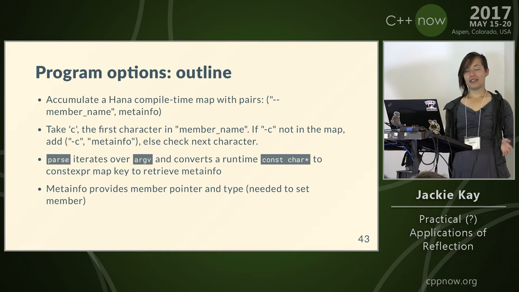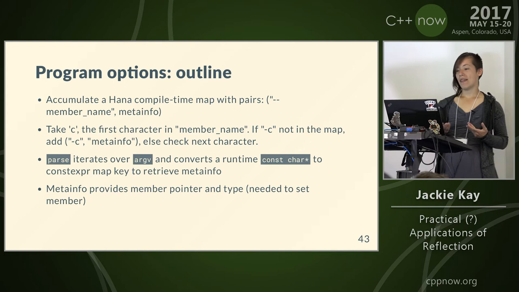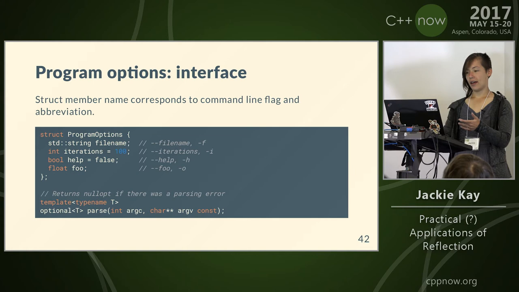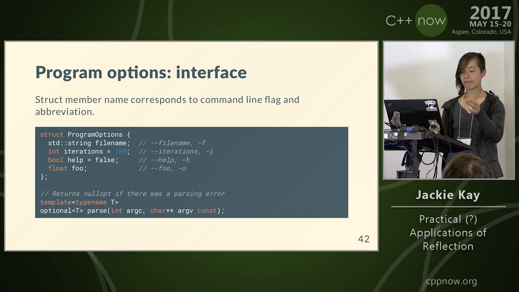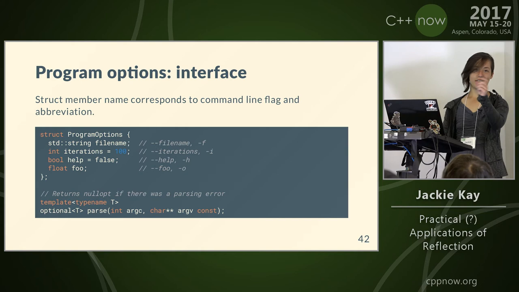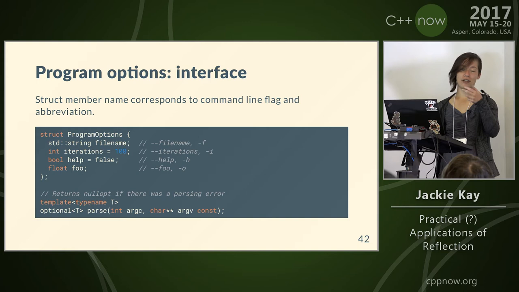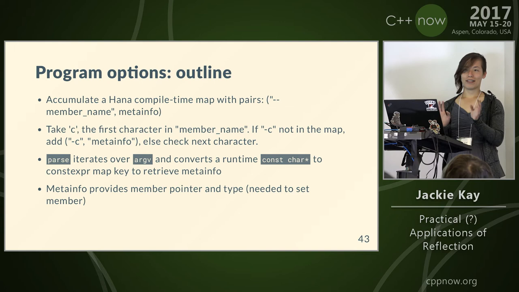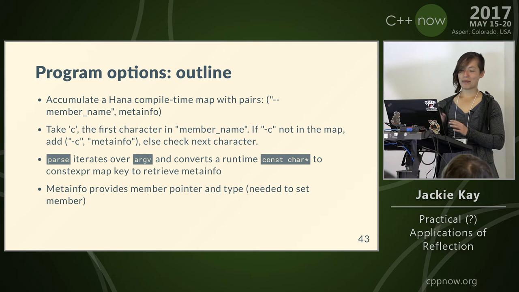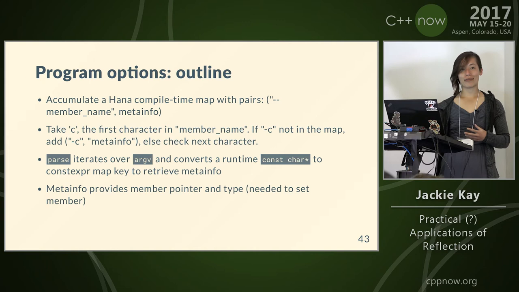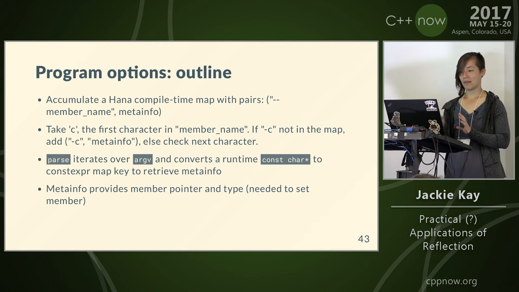So the way we're going to do this is we're going to use Hana for the compile time map. And we're going to reflect on the program options struct, look at the name of the member, collect the flags out of that, then map that to the meta info from reflection that we get in a map. And just as a really simple example, we're going to select the next character if we find a collision in the map, if the short flag has already been taken. If we can't do that, for now we're just saying, I couldn't think of a clever way to arrange your flags, so static assert. If I were to spend more time on this and have people actually use it, there should be a way to add a customization point for custom flags, of course, and also for help. But this is the bare bones of super minimal program options.